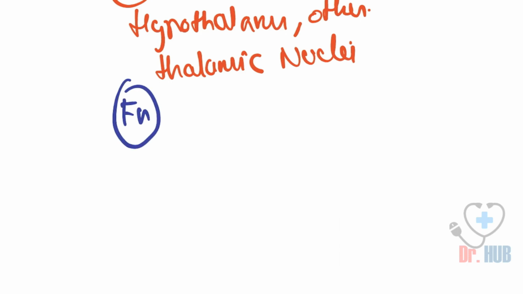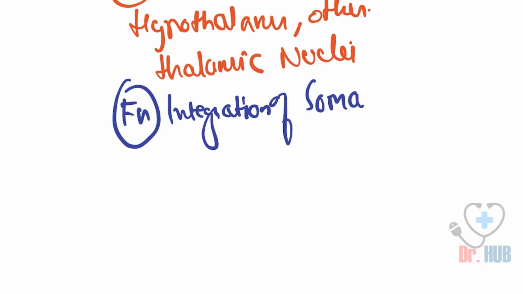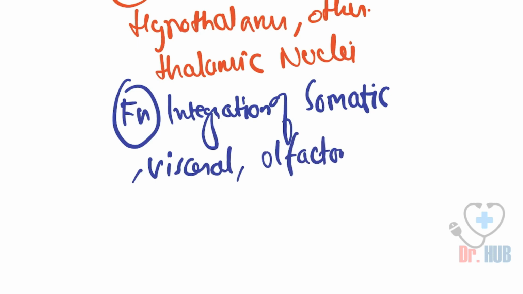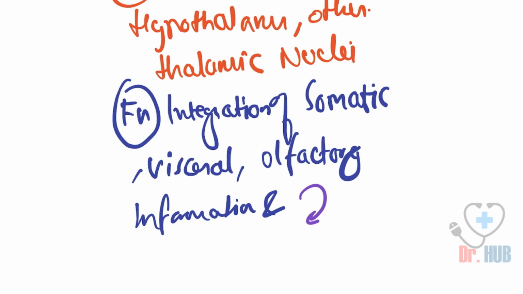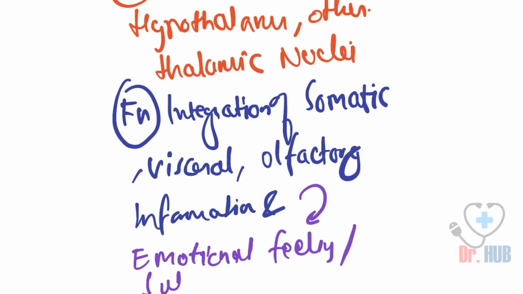Now we will look at the functions of the dorsomedial nucleus. The function is integration of somatic, visceral, as well as olfactory information, and it is related to emotional feeling and subjective states.